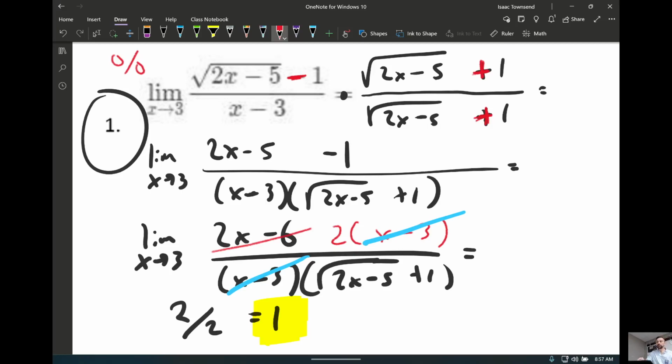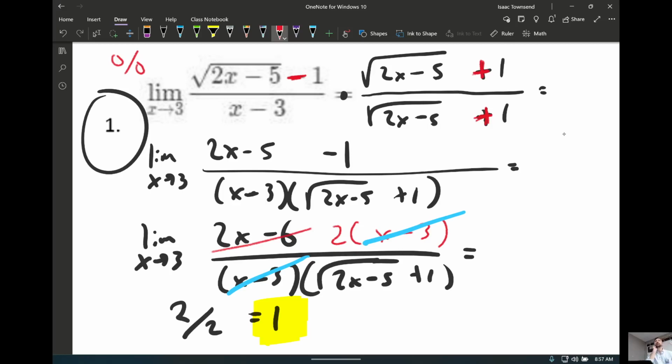Multiplying these two, you could FOIL. The square root of 2x minus 5 times the square root of 2x minus 5 is just going to be 2x minus 5. Because these are conjugates, the outer and inner are going to cancel out anyway, so I didn't even bother to show that. And then the last part of FOIL gave me negative 1. On the bottom, I have an x minus 3 times all of this stuff, so I just left it like that.